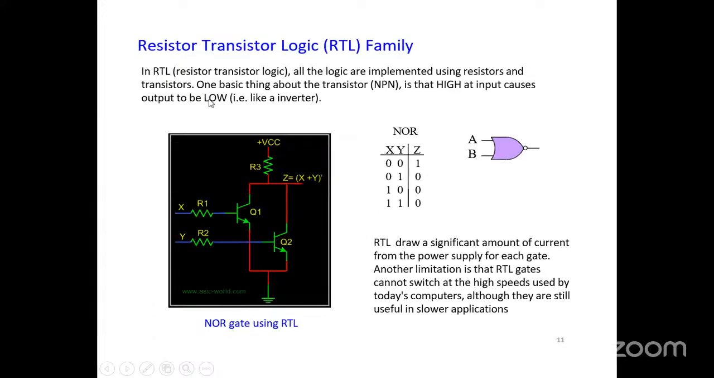Now coming to the RTL family, that is resistor transistor logic. This logic is implemented using resistors and transistors. Here, the input is connected to a resistor R1 and connected to the base of the transistor Q1, and the other input is connected to the base of another transistor. These two are connected together, and the output is taken across the two collectors, which is X plus Y. A NOR gate is designed using this particular logic.